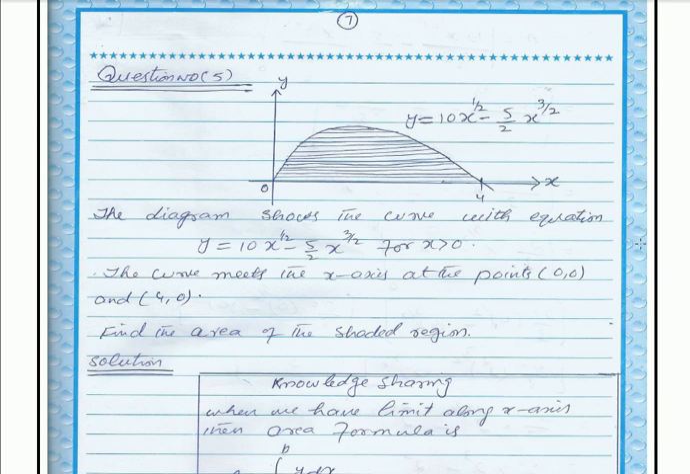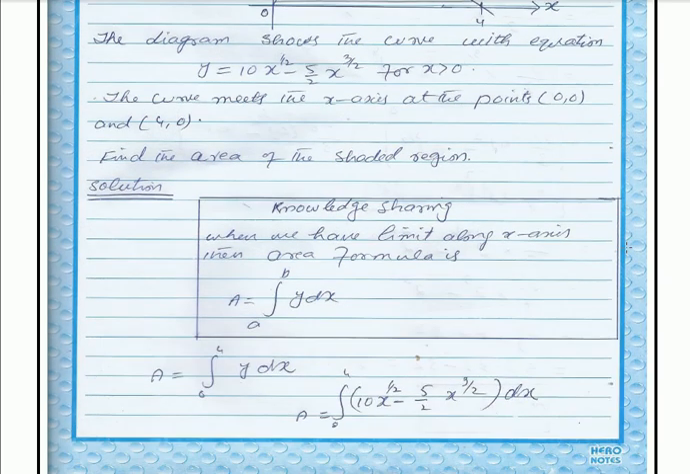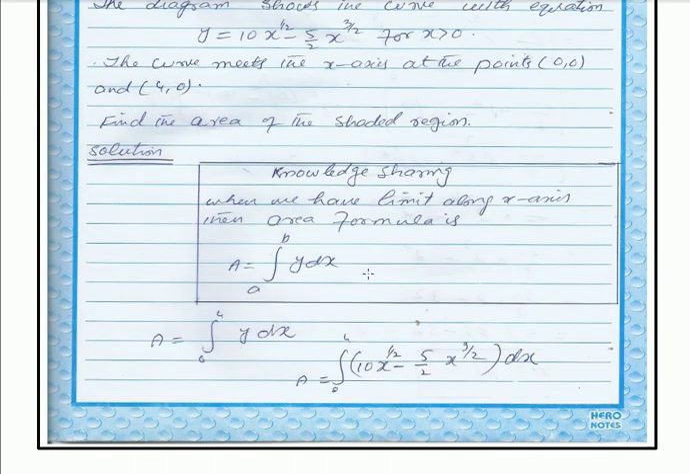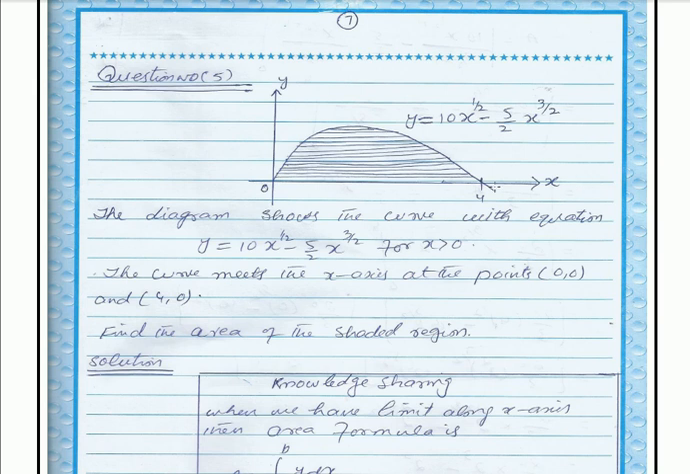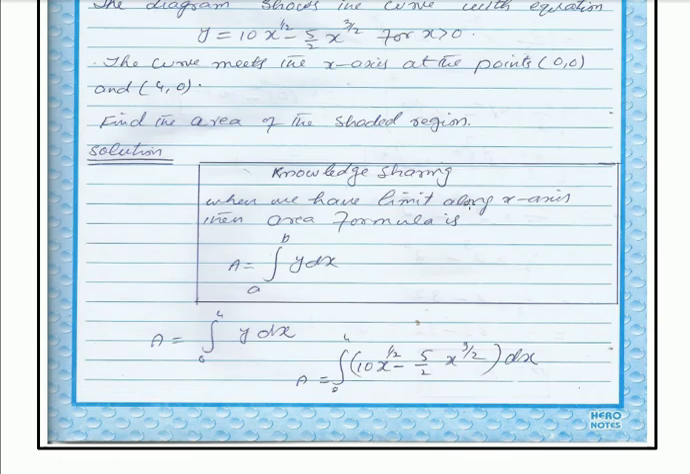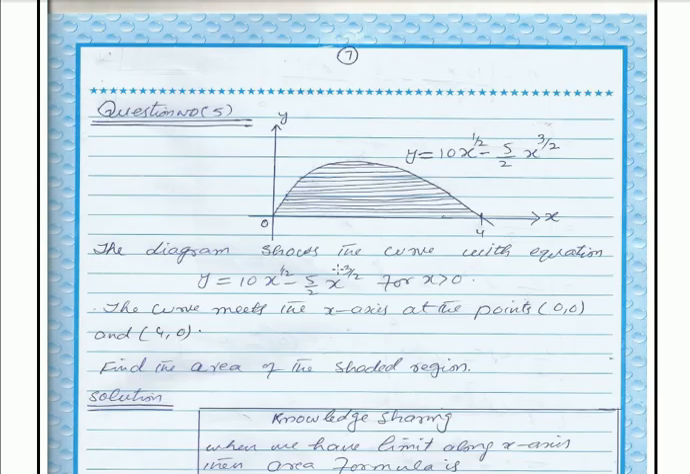Before we start the solution of the question, first of all we shall share the formula in order to find the area under the curve. The formula is the integration from a to b of y dx. In this case, the limit given along the x-axis is from 0 to 4. So we shall use the formula y dx, with limits along the x-axis from 0 to 4.